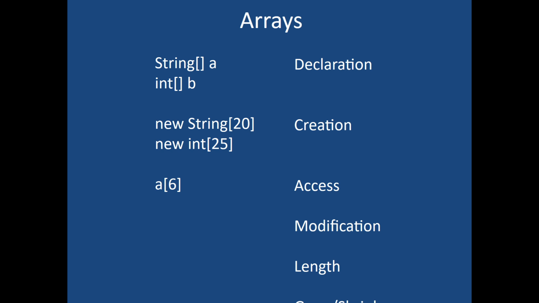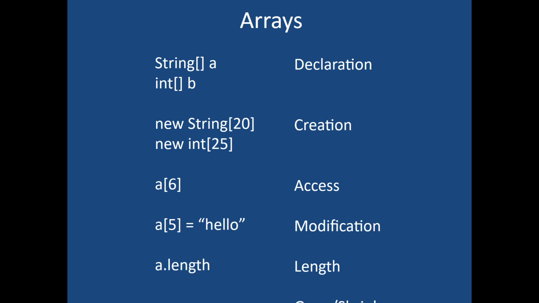This is how you get something out of an array. So that's A sub 6. You're saying, give me the string that's stored at index 6. Remember, the indexing starts at 0. This is how you change. So that says store the string hello at index 5 of the array A.